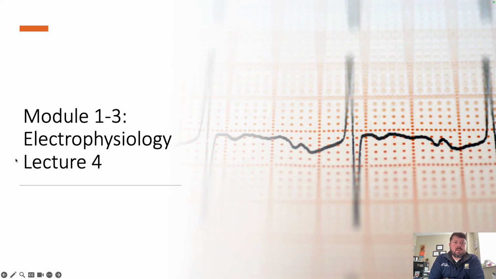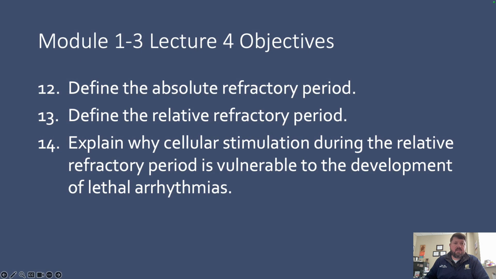In the last lecture of Module 1, Section 3, we're going to finish our discussion on electrophysiology. So in Lecture 4, we're going to define the absolute refractory period, define the relative refractory period, and explain why cellular stimulation during the relative refractory period is vulnerable to the development of lethal arrhythmias.